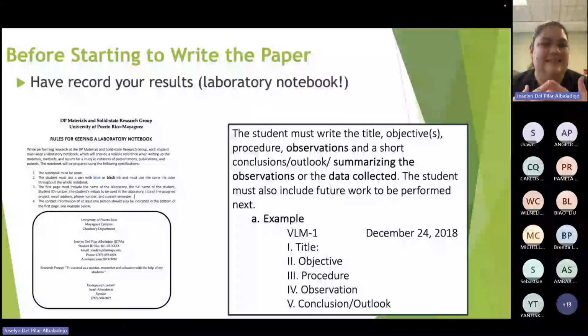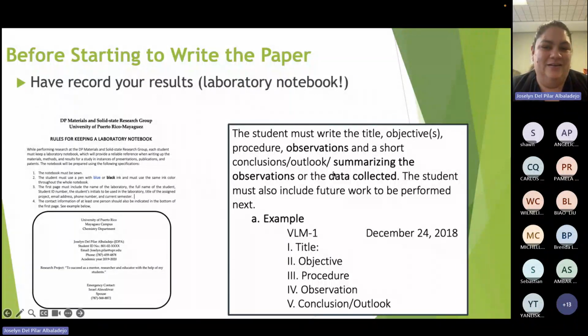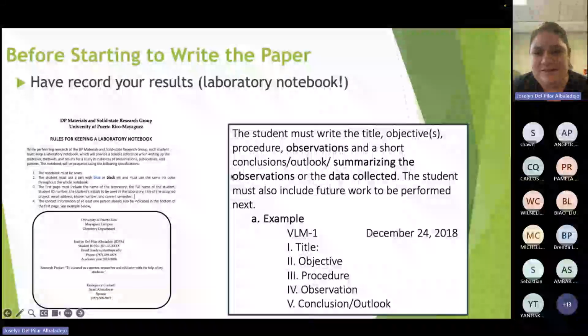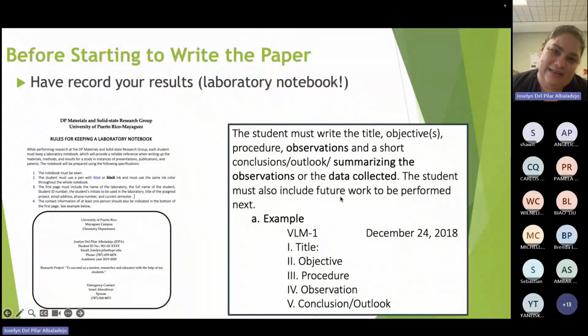Mainly the important things in the document are your observations, that summary of your observations, what those observations are telling you, and obviously the data collected, because you need to keep a record of your results. Okay.